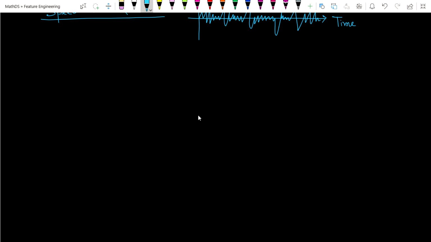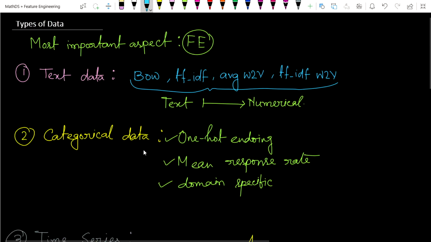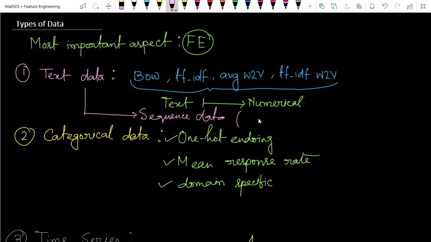And text data is also one kind of sequence of data. Sequence means they have some order, one after another, suppose W1, W2, W3, W4, occurring in sequence like that. So text data is also sequence data.